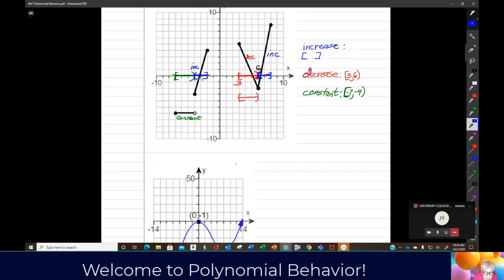Negative 1, negative 2, negative 3, negative 4. Negative 4 to negative 2. And then there's a gap, right? So whenever there's a gap, you put a U. And then, okay. Again, I'm taking a chance here. Probably be counted wrong, who knows, at this point. 6 to 8. Now I'm very curious. So stay tuned.